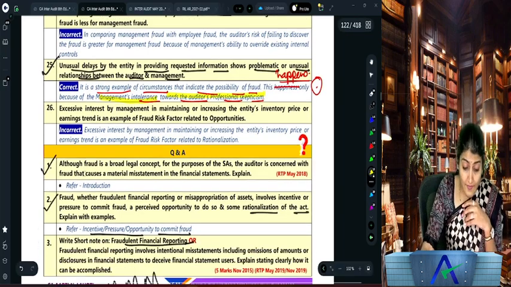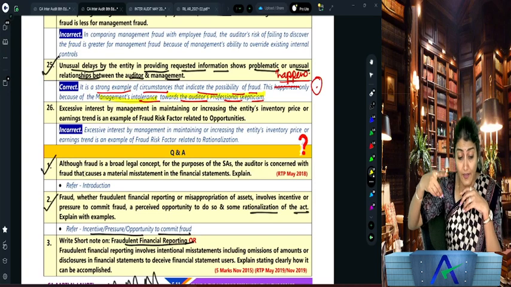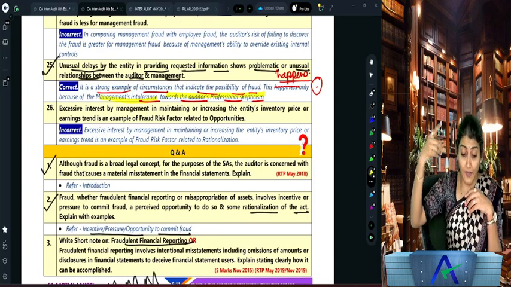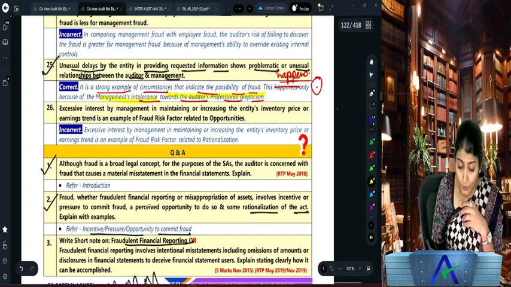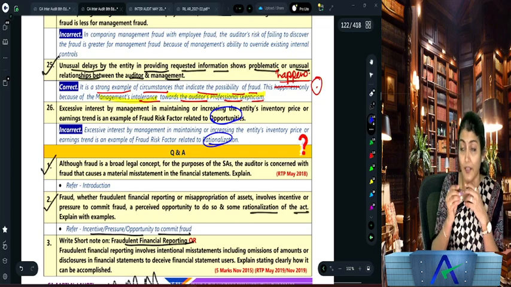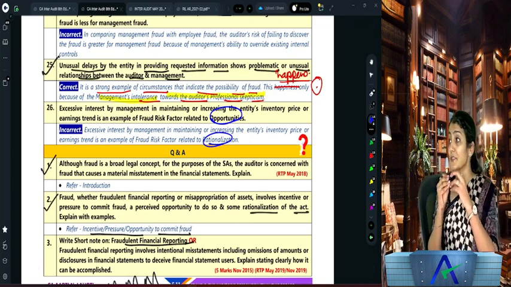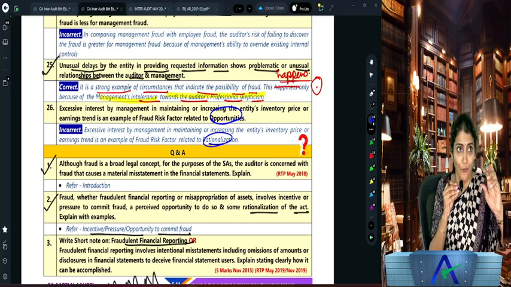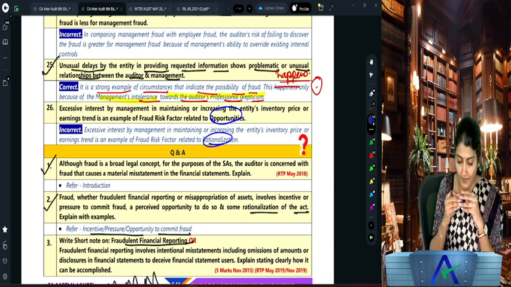And now, excessive interest by management in maintaining or increasing the stock price or the earnings trend is an example of a fraud risk factor relating to opportunity. No, it is a fraud risk factor relating to rationalization. So this is just to give you a glimpse of how every sentence in the book could become a question in the exams.